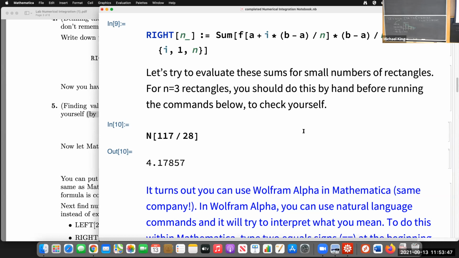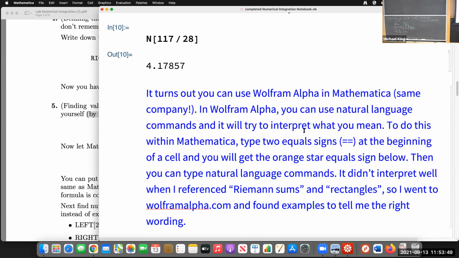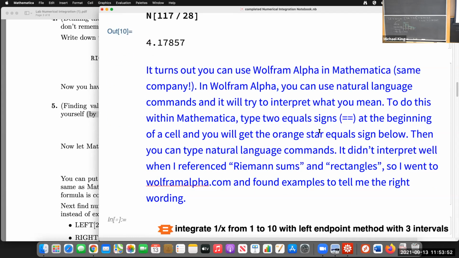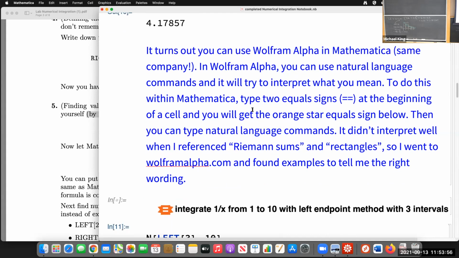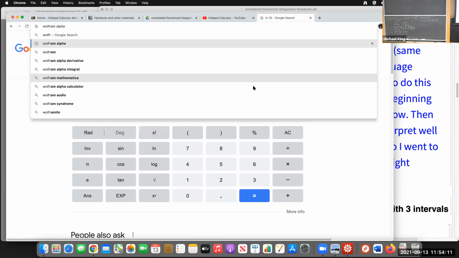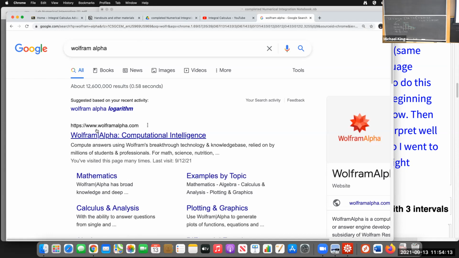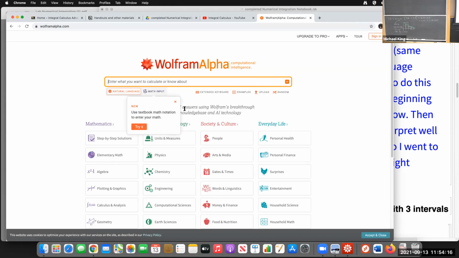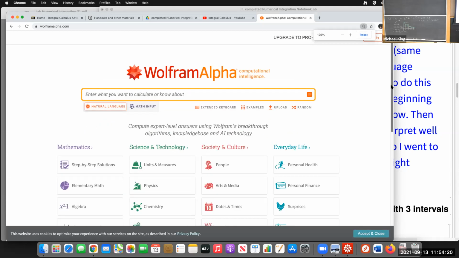Okay, I added this thing here. It turns out this is kind of a cool thing that I was going to show you in a later lab, but I want to put it in here. Wolfram Alpha takes natural language commands, right? If you go to wolframalpha.com, how many people have used Wolfram Alpha before? Just a few of you. It's this calculator. It actually can do all sorts of crazy things.